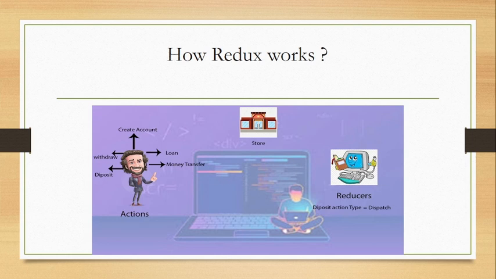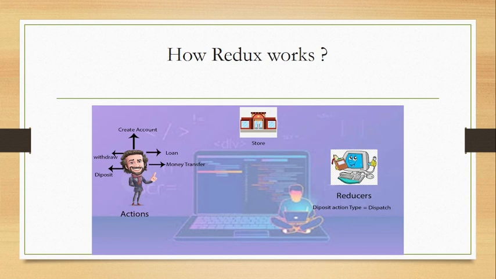Those are the states of the banking system, and all are the actions. Next, there is a store. Here you see in the middle there is a store. Here the bank is a store, because in the bank, customers can create accounts, transfer money, etc.